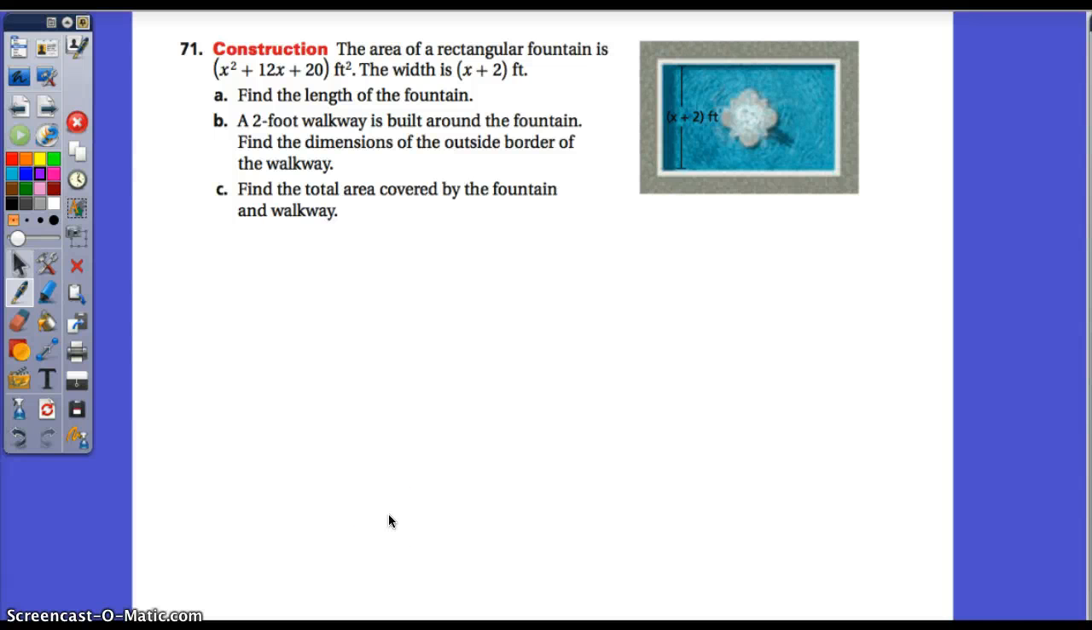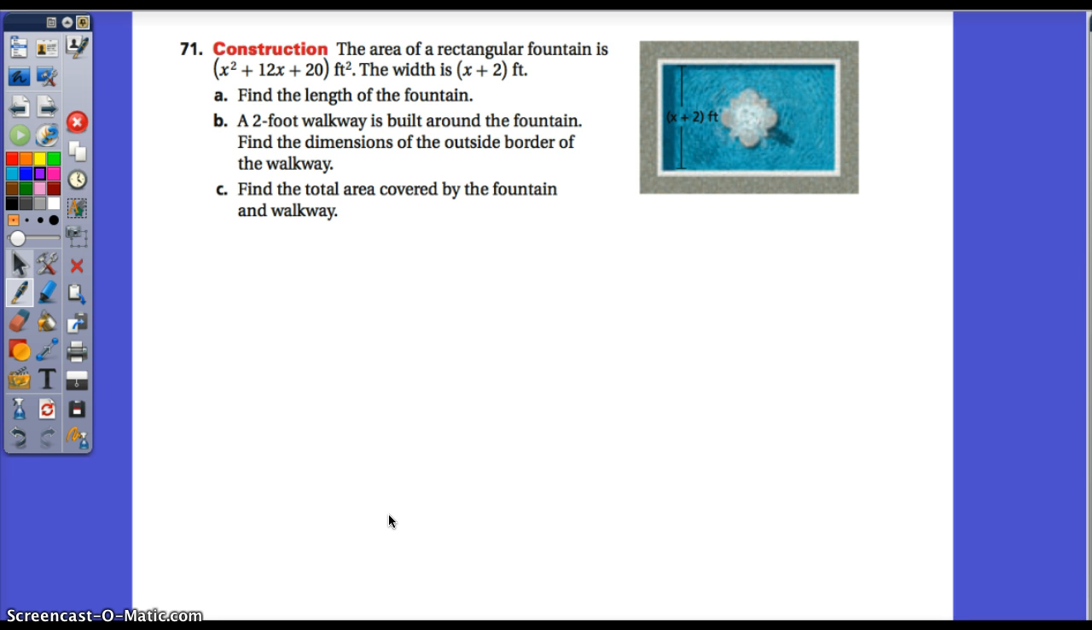Alright, so we said that we were going to now be on video 2 to do a word problem and a couple other factoring things. So number 71, which is also in your notes, says the area of a rectangular fountain is x squared plus 12x plus 20 feet squared, and the width is x plus 2 feet. Part A says find the length of the fountain.